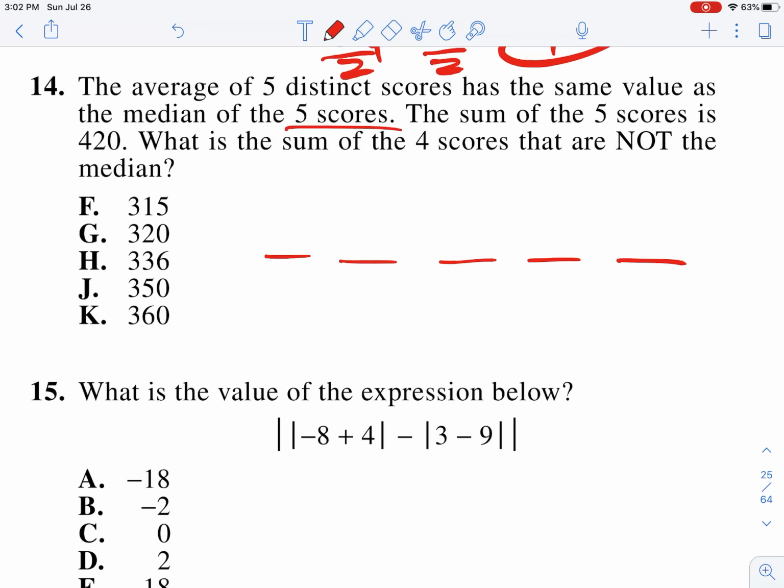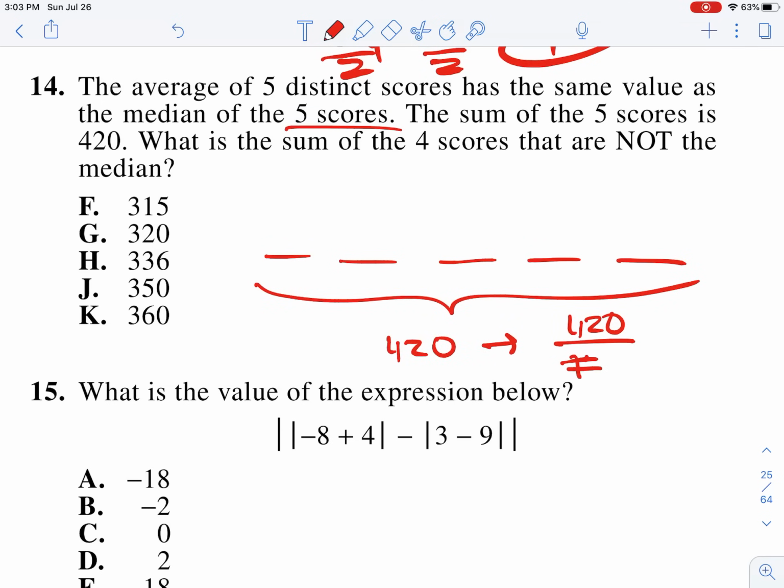If these add up to 420, that means 420 divided by the number of scores, which is 5, is going to give you the average, right? So 420 divided by 5, I think that's 84 if I'm not mistaken. Yes, so that's 84. This is your middle value, your median or your mean. Now it's asking what is the sum of the 4 scores that are not the median, aka the mean.